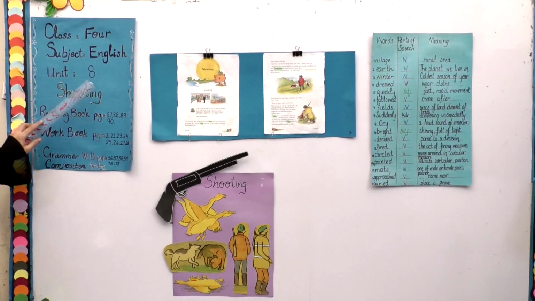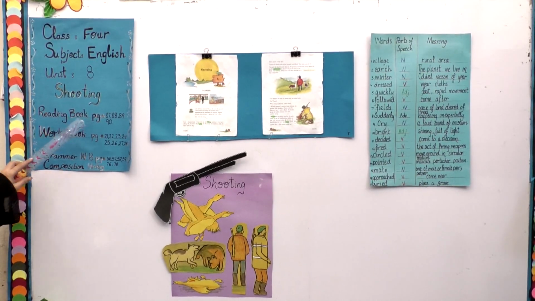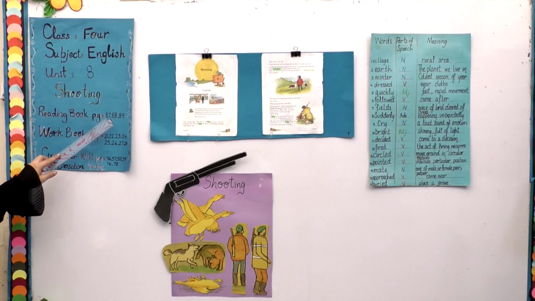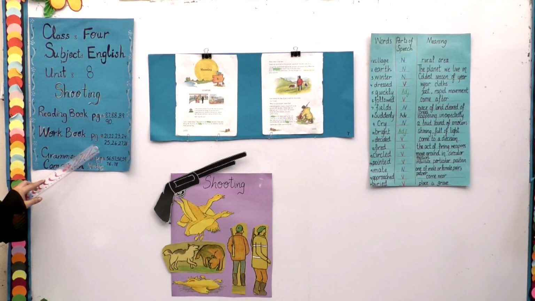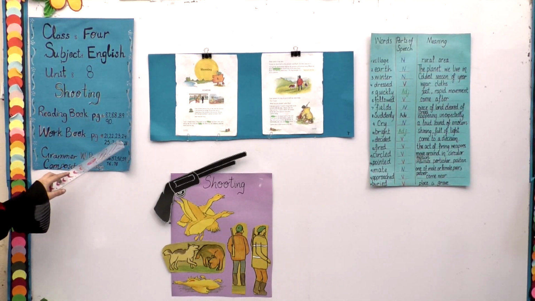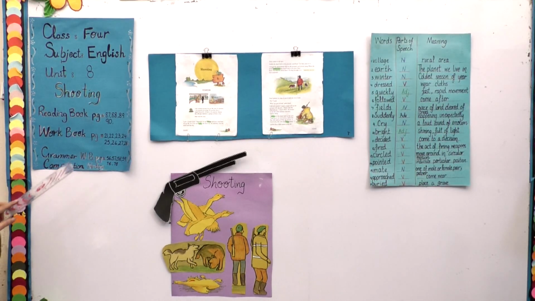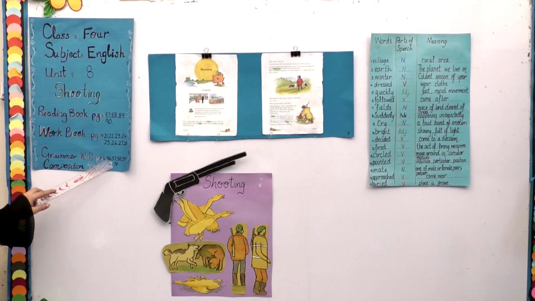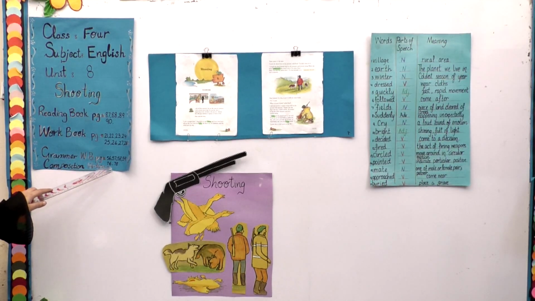We are going to read unit 8, Shooting, from reading page number 87 to 90, and we are going to do workbook exercises from page number 21 to 28. We are going to do grammar workbook page number 56 to 59, and we are going to do composition writing from page number 76 and 78.